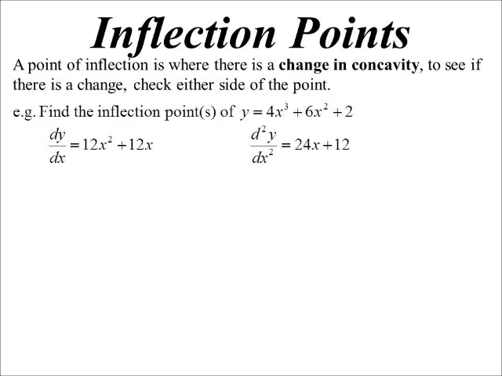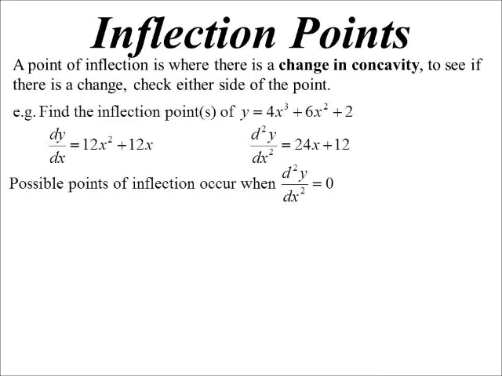So my possibility. Now see this first word here? Possible. That's really important. Just because the second derivative equals 0 does not mean that it is an inflection point. It's just a possibility. That's why we need to test it. So let's find the possibility. The possibility is -1/2. Let's draw up a table of values.